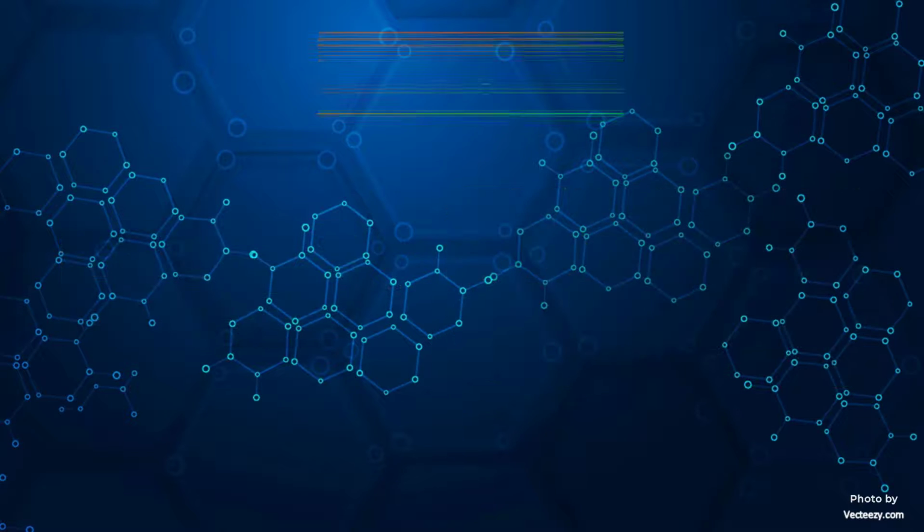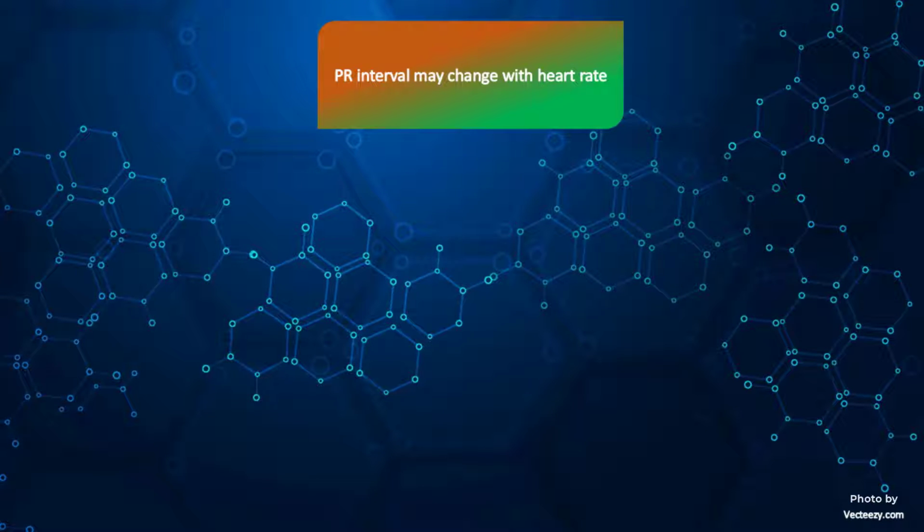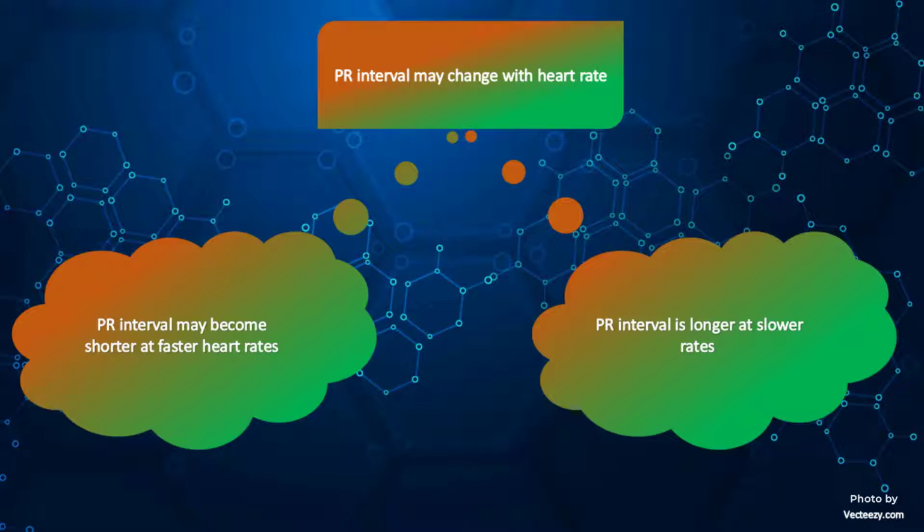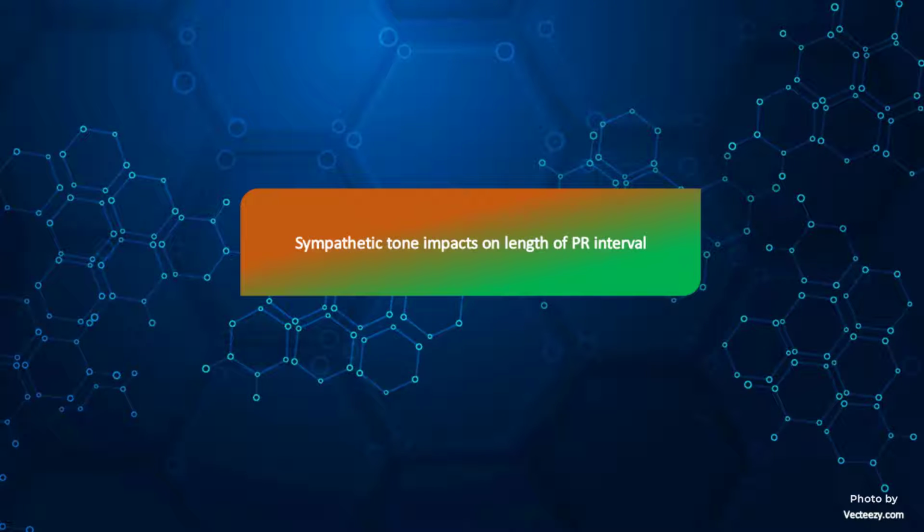Note that the PR interval may change with heart rate. Thanks to sympathetic enhancement of AV nodal conduction, PR interval may become shorter at faster heart rates. On the other hand, PR interval is longer at slower rates due to sympathetic withdrawal. In other words, sympathetic tone impacts on length of PR interval.